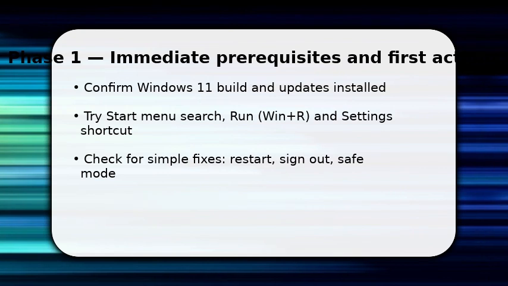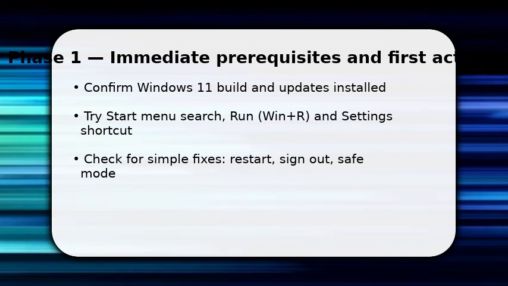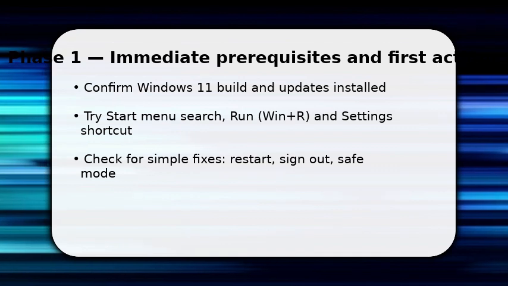Press Win+R, type control, and hit Enter to force Control Panel. If search fails, make sure Windows Search Service is running. Press Win+R, type services.msc and verify it is started. Restarting Explorer or signing out can immediately restore the UI, so do that next if the panel still won't appear.